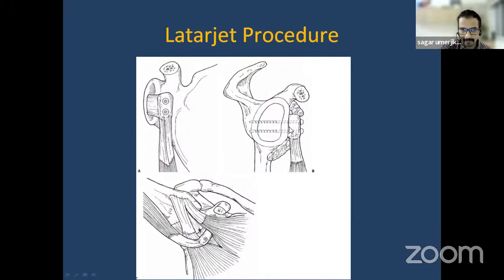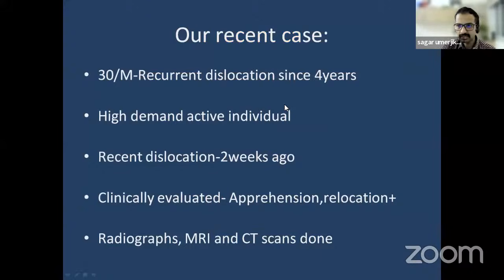So it is not just the bony part in the front which prevents the dislocation, it is also the conjoint tendon in front of the subscapularis, acting like a hammock. Just adding a case that we did recently: we had a 30-year-old male who had recurrent dislocation since 4 years. He was a high demand active individual. He had a recent dislocation 2 weeks ago. The index dislocation was 4 years ago. On clinical evaluation, he was apprehension positive, relocation positive, and it was a classic recurrent anterior dislocation.